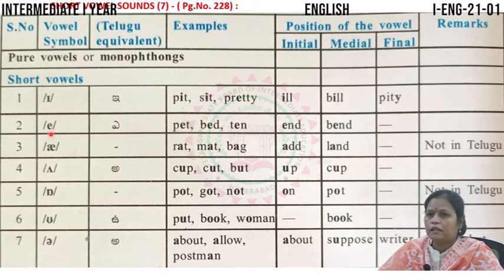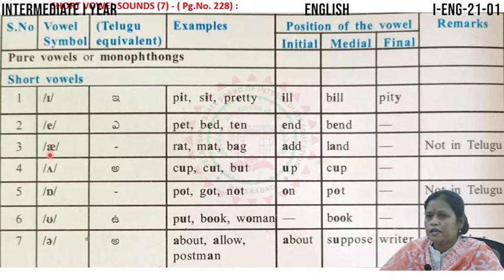Next, the English small alphabet E, but here this phoneme will give you the sound A, as in pet, bed, pen. The first one is in the initial position, and in between, bent. There won't be any word where we have this sound in the end position or final position.